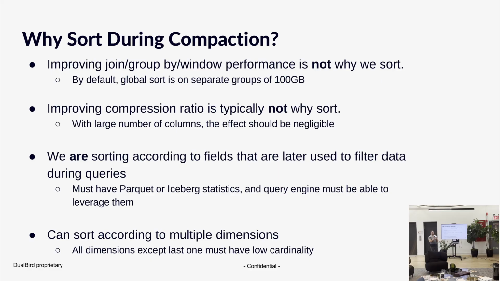The reason for that is that when you sort, you get really good, high-quality statistics for minimum and maximum in your Parquet files, in your Parquet row groups, if you have Iceberg on your metadata. And that way, whatever query engine you use for querying can prune out a lot of files and row groups and just read much less data in the query. And that improves your query performance very significantly. So this is why we sort.